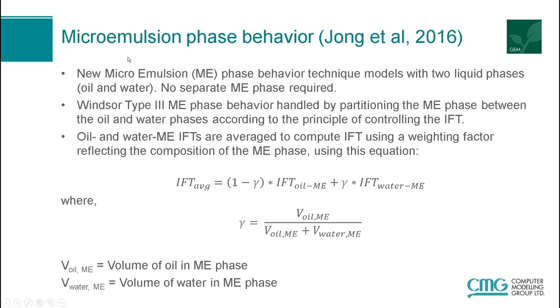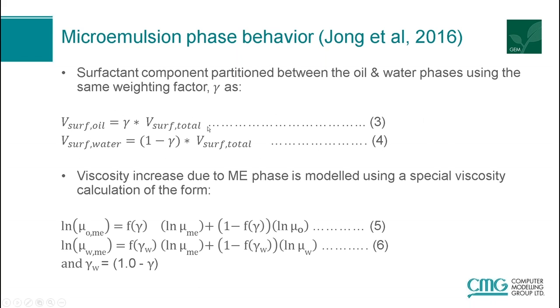Now this equation here is showing one of the equations. The oil and water IFTs are averaged to compute the IFT using a weighting factor. This weighting factor gamma is the important one here, and it's given by the volume of oil in the microemulsion phase divided by the total volume of the microemulsion phase. The partitioning is also handled using this gamma factor, so the volume of surfactant in the oil phase is gamma times the volume of the total surfactant, and similarly the volume of surfactant in the water phase is 1 minus gamma times the total volume.